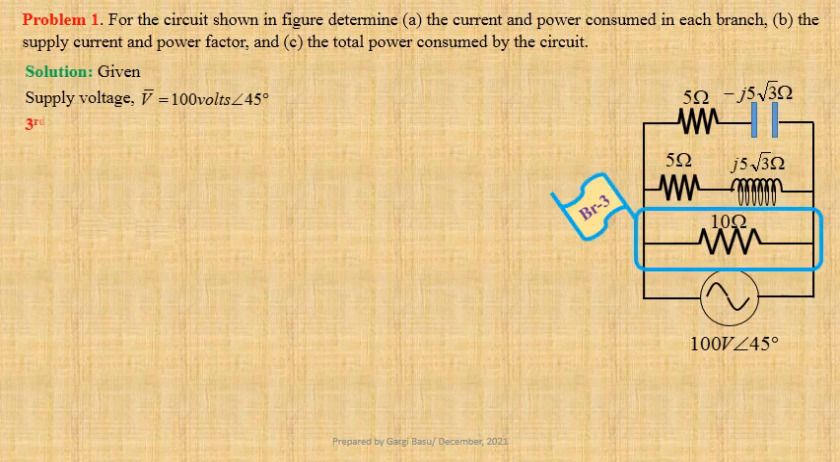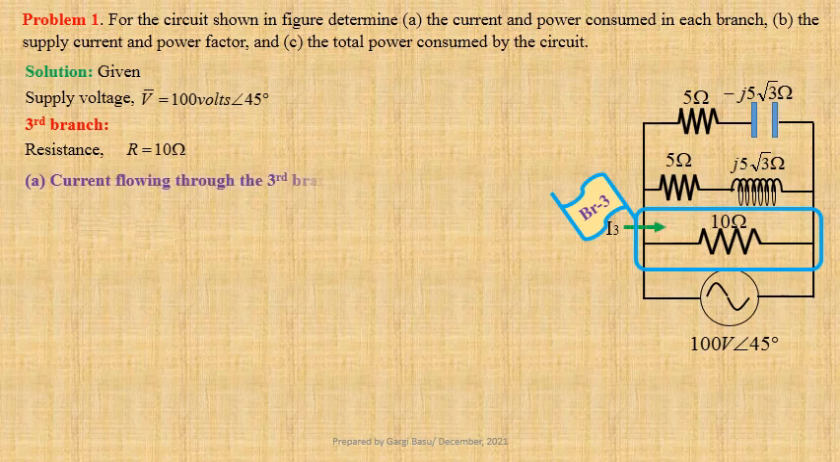For the third branch, given resistance R equals 10 ohm. Let us now calculate current flowing through the third branch. I3 equals V divided by R. Using values we get 100 at an angle 45 degree divided by 10. That is equal to 10 ampere at an angle 45 degree.